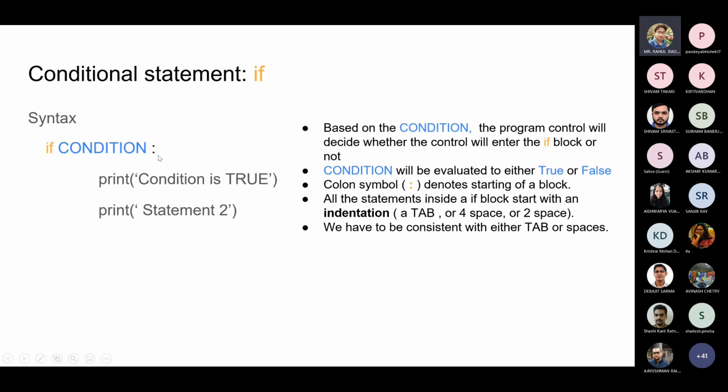In C, we have curly braces to denote the block of statements. Here we have a colon mark, so please note this colon mark. It will be the same across all blocks, like for, while or anything. Any block of statements will start after the colon mark, and all the statements within a block have to be indented. Indentation can consist of either a tab or 4 spaces or 2 spaces, but we have to be consistent with the indentation. We can't mix tabs and spaces for indentation, otherwise it will give an indentation error.